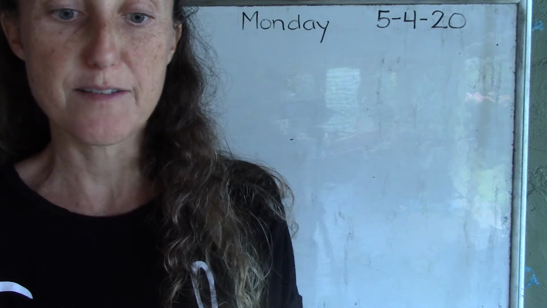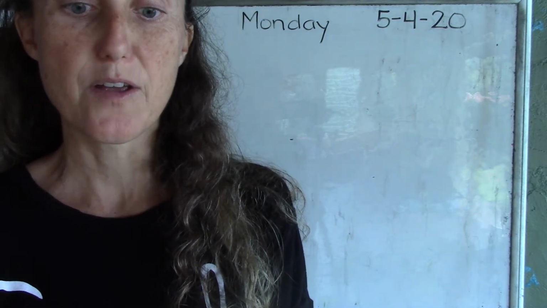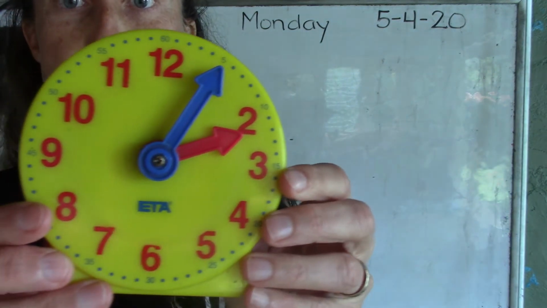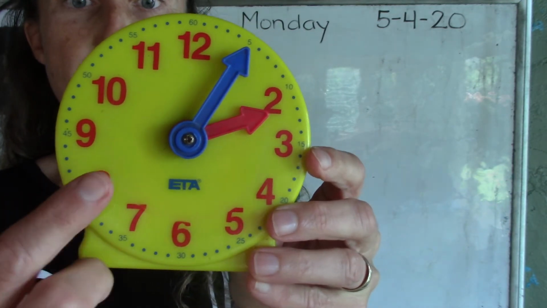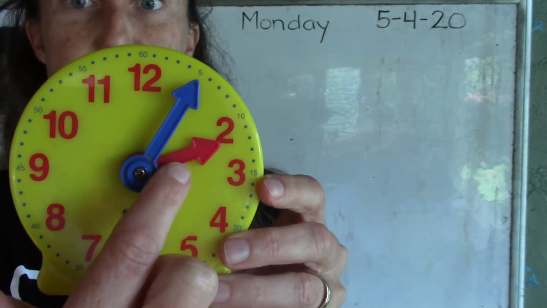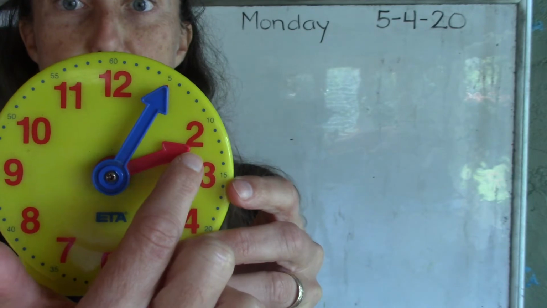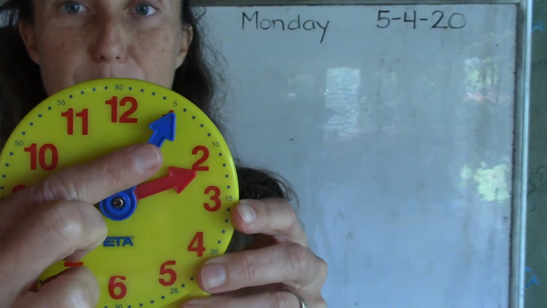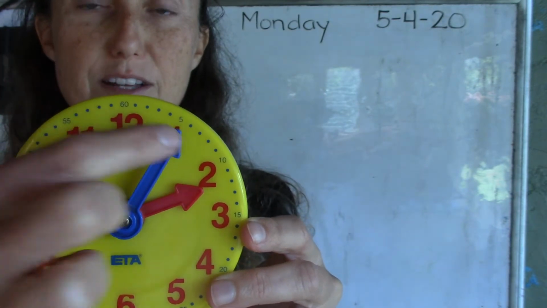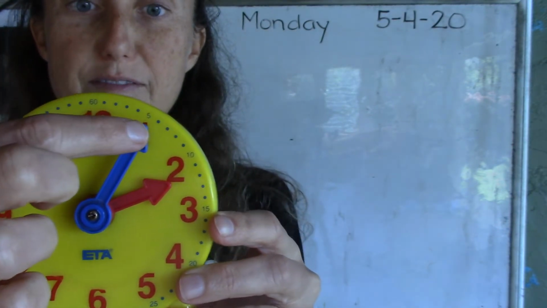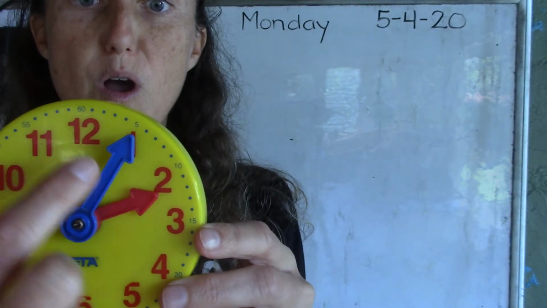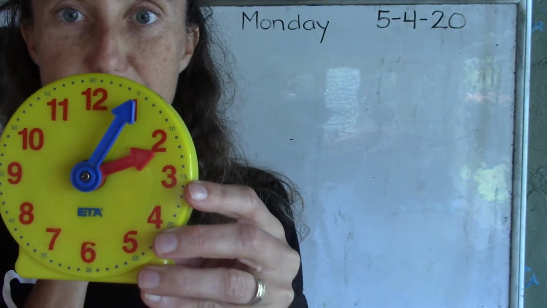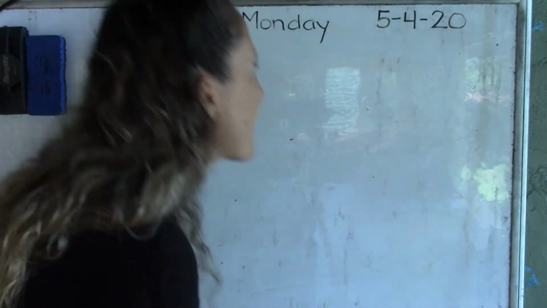Let's do another one. That was fun. We haven't done this before. What is this? Well, our hour hand is pointing at the 2. And our minute hand is kind of hiding the number 1. And number 1, when we start counting by 5s, we'd start there. So that's a 5. So it's 2:05.